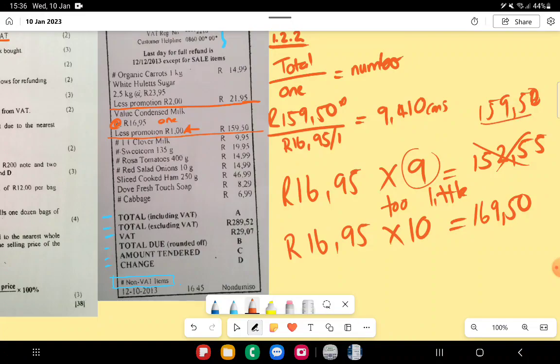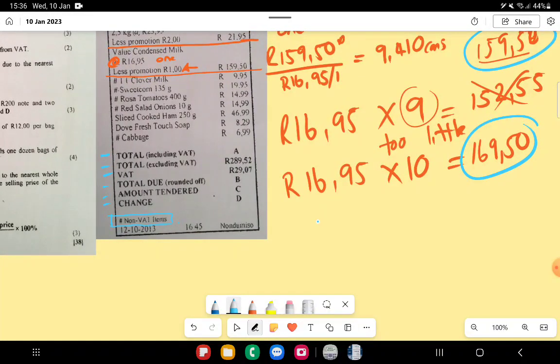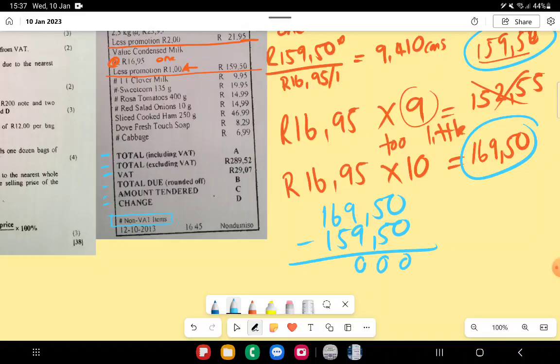Okay, that's not a bad thing. What is the difference between this amount and this amount? Now remember, the word difference in mathematics means subtraction. So if I say 169.50 minus 159.50, how much do I get? I get 10 rand. The difference is 10 rand.